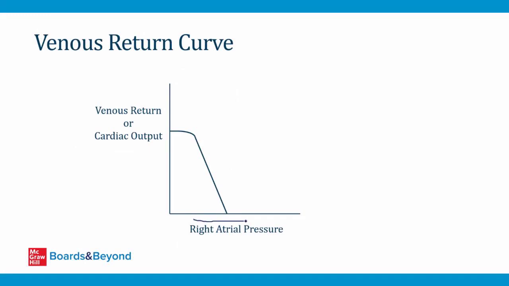As we move along the x-axis, as right atrial pressure rises, we see that the venous return, or the cardiac output, falls. There's this flat portion here, sometimes called the knee of the venous return curve. That's what happens when right atrial pressure gets so low that the veins start to collapse. But anytime you're above that point, you get this relationship here, where higher right atrial pressure means lower venous return or cardiac output.